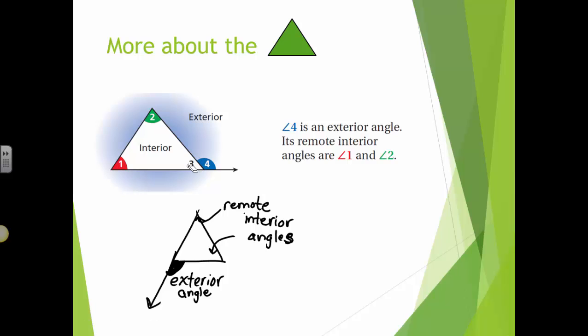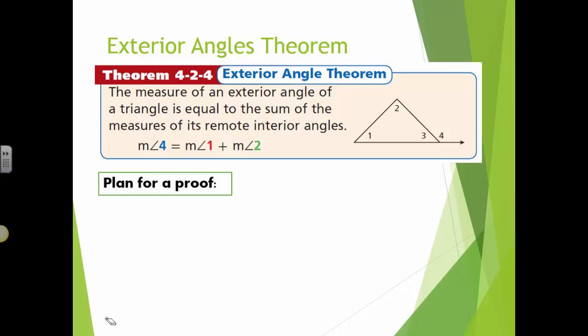3 is not a remote interior angle. It's touching the exterior angle. But 1 and 2 are what we call remote interior angles, and 4 is what we call an exterior angle. So we have a theorem that goes along with this called the exterior angles theorem. And the exterior angles theorem says that if you have a triangle, the measure of the exterior angle is equal to the sum of the measures of the 2 remote interiors. In short, the measure of angle 4, which is the exterior angle, is equal to the sum of the measures of angles 1 and 2.